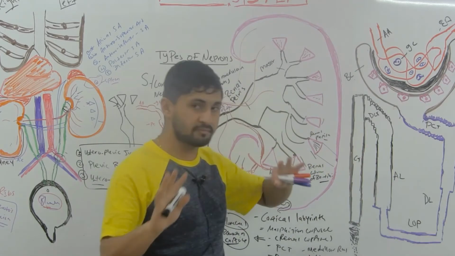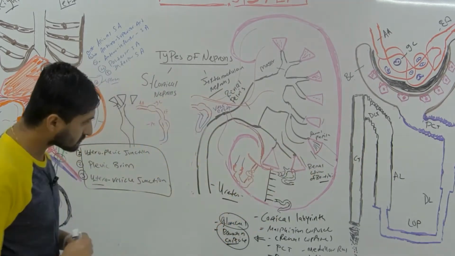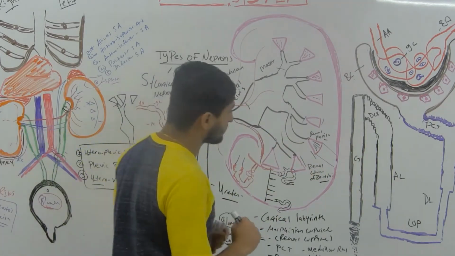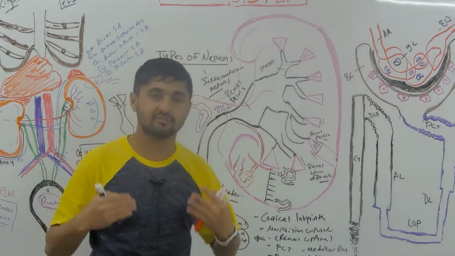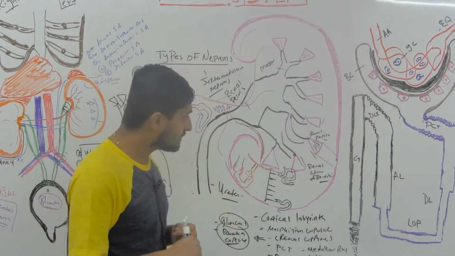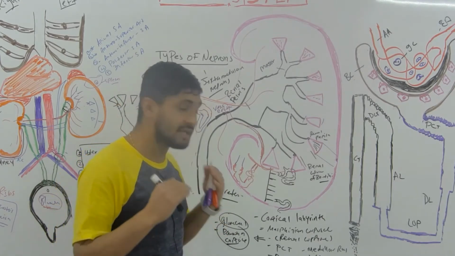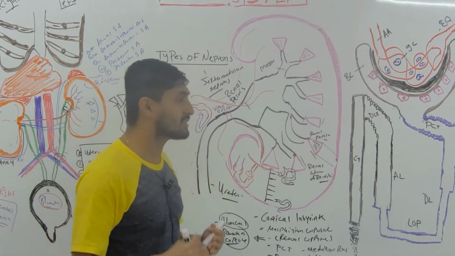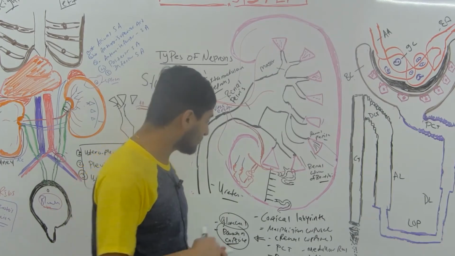Because remember, before we go there, one thing we have to talk about is that, as I said, nephrons are the functional unit of the kidney. Nephrons play a very, very important role, and we'll talk about that. So we have to go into very much detail about this.